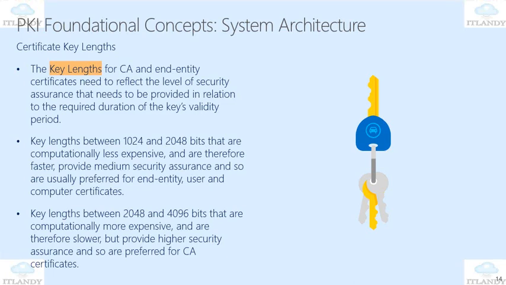Similar to the previous session, we will have a table for each topic, and then you can use that table to decide which one is more convenient for you. So again, I highlighted the keys, which we can utilize as a drive for your design or architecture design. The key length for the CA and the end entity certificate needs to reflect the level of security assurance that needs to be provided in relation to how strong and how long it's valid for.